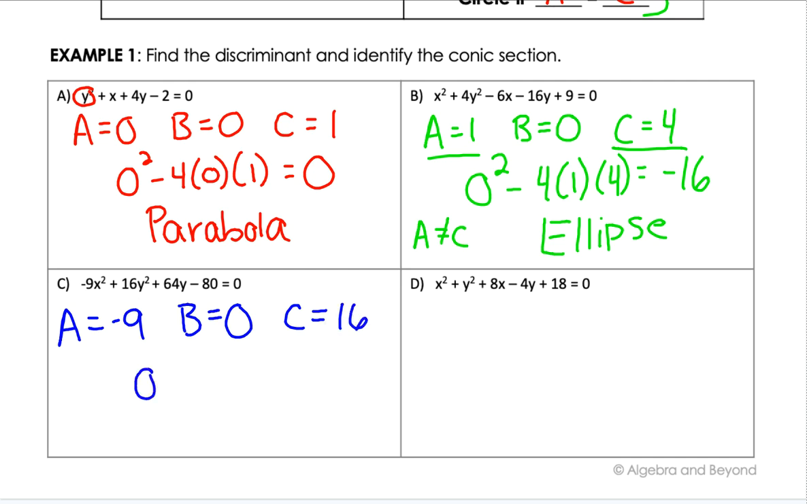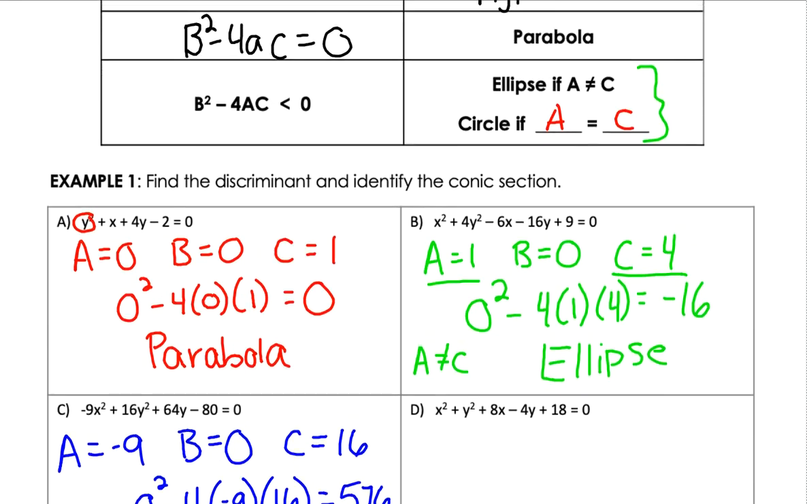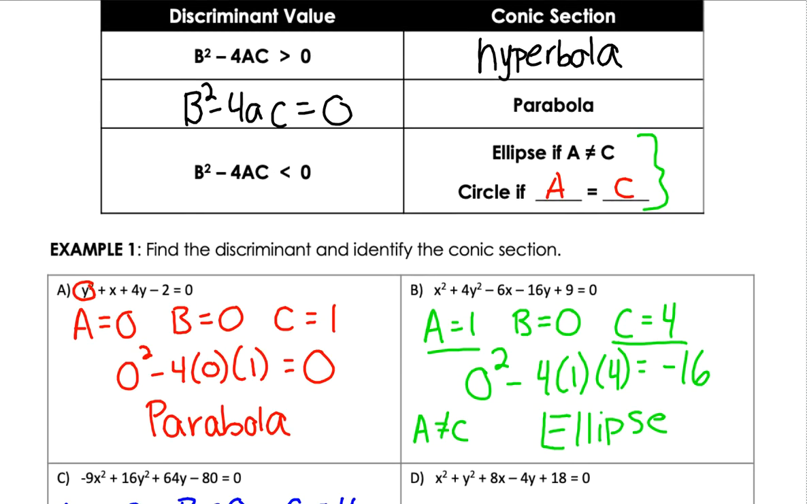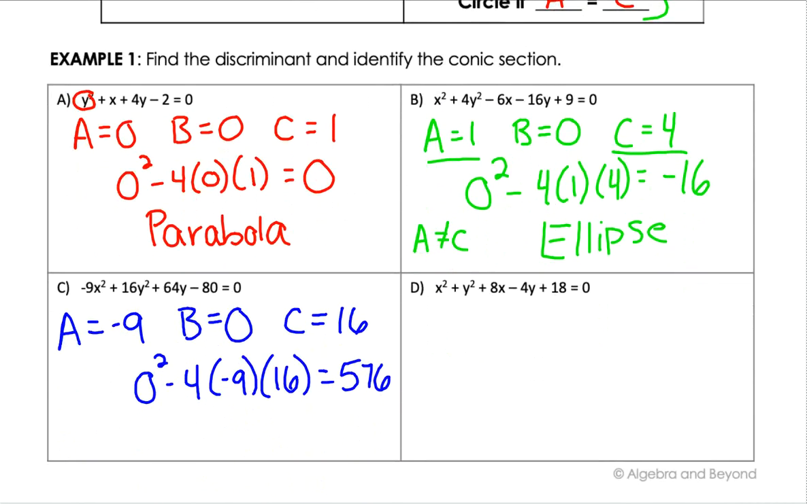So plugging those in, I have b squared minus 4 times a times c. And when I multiply all those together, I get 576. So I have a positive discriminant. Looking up above, a positive discriminant means that I am working with a hyperbola.